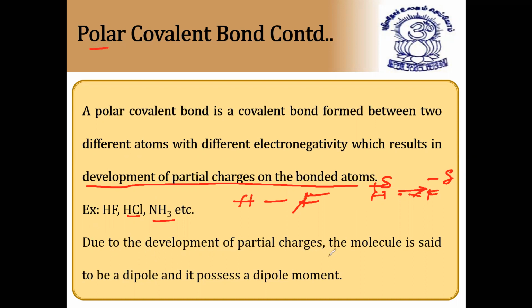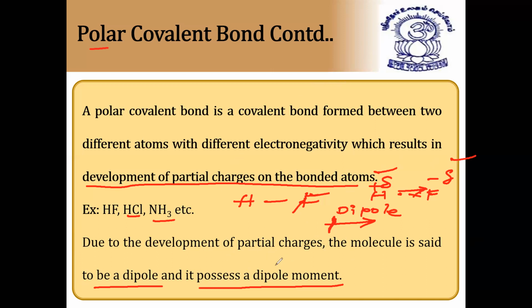Due to the development of partial charges, the molecule is said to be a dipole, and it possesses a dipole moment. Since electrons flow from hydrogen towards fluorine, there is a symbol for the dipole. Dipole means one partial positive and one partial negative charge. That is called a dipole, and it possesses a dipole moment. This is very important.